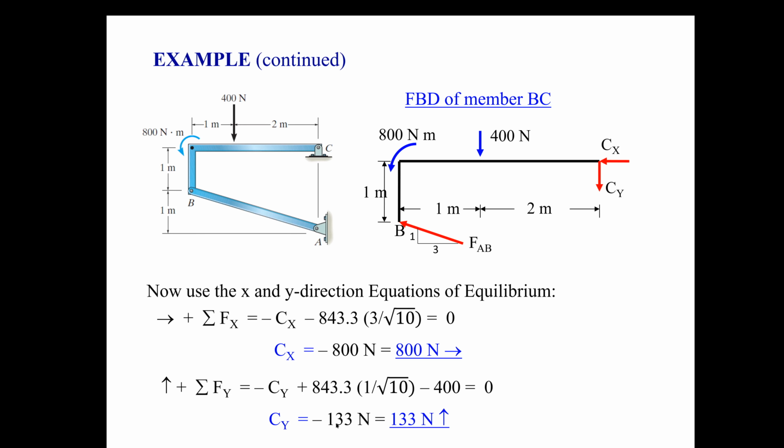And the Cy, you do the same thing for Cy. We have 400. We have the y component here, and we have Cy, the reaction here. And that makes up our equation. So minus Cy is going down, minus 400 is going down, and then this component is going up. And then you can solve for Cy.